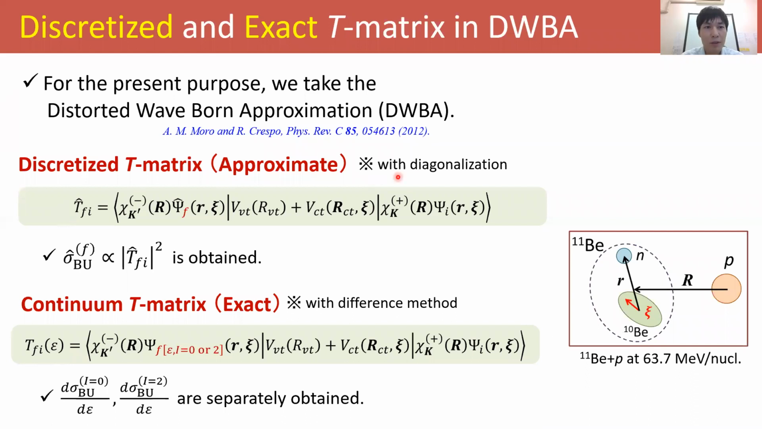This is the normal T matrix element in the DWBA. Chi k plus and chi k prime minus correspond to the distorted waves. So if you use the discretized state, the breakup cross-section is also discretized. On the other hand, if you use the exact wave function here, the core ground and the core excited breakup cross-sections are separately obtained. Okay, now we compare these cross-sections.